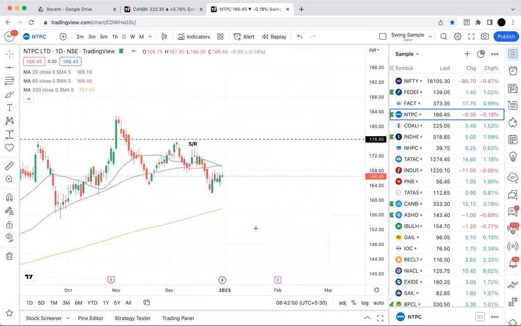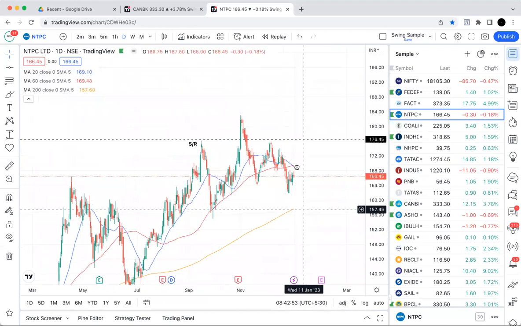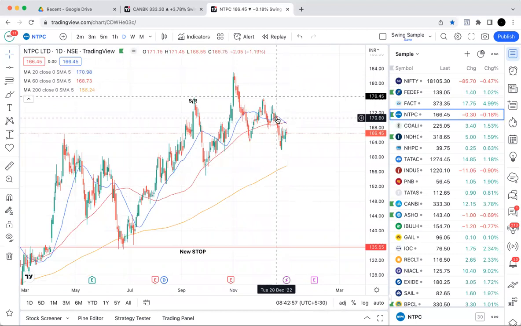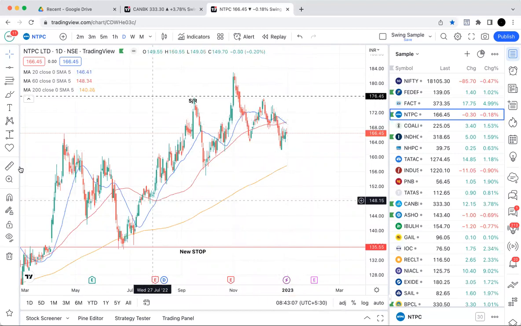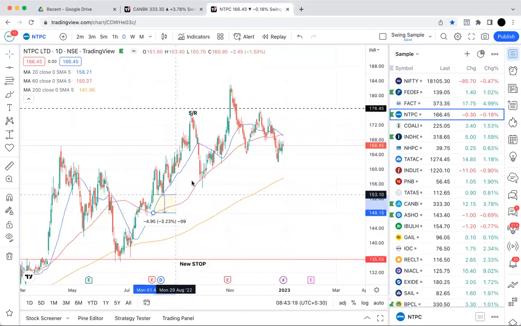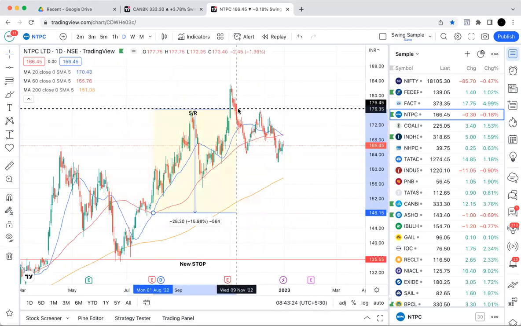So when I see something like this, which was in a proper pattern, what I would want to do is exit as soon as the 20 goes below the 60. Right there is where I would have exited. Okay, this is where my entry would have been right over here. All right, let's look at that. How much would I have made if I entered right there? That would have been August. Okay, August 1st, right?